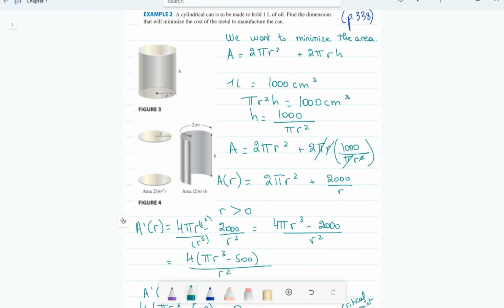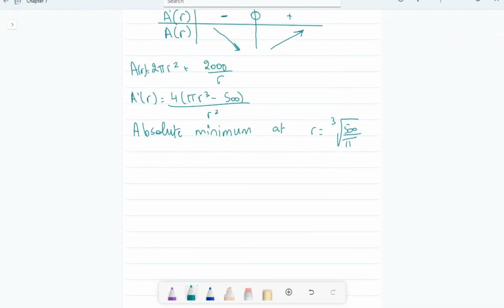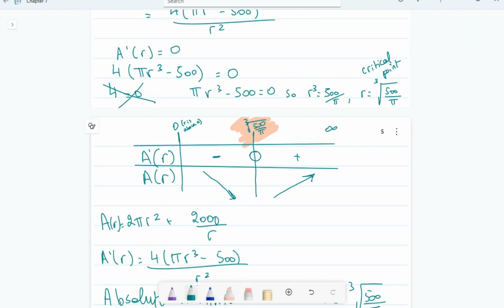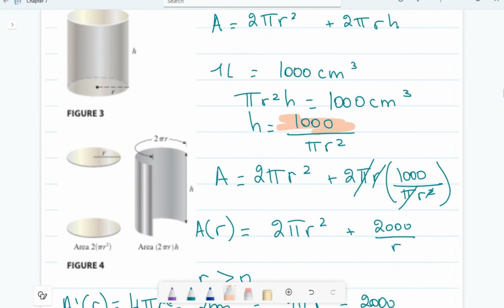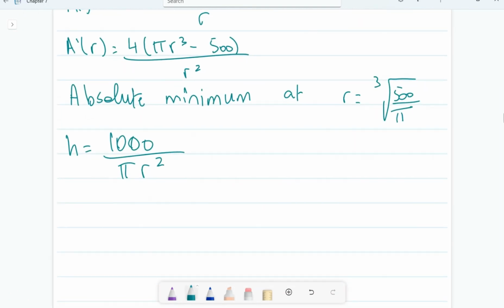Now what we do is we reread the question. What is it asking? It's asking for the dimensions that will minimize the cost. Dimensions means the r and the h. We found r, and we already know how to find h in terms of r. We found this before to be 1000 divided by pi r squared, as you might remember. We did it here. So we use it to find what h is.